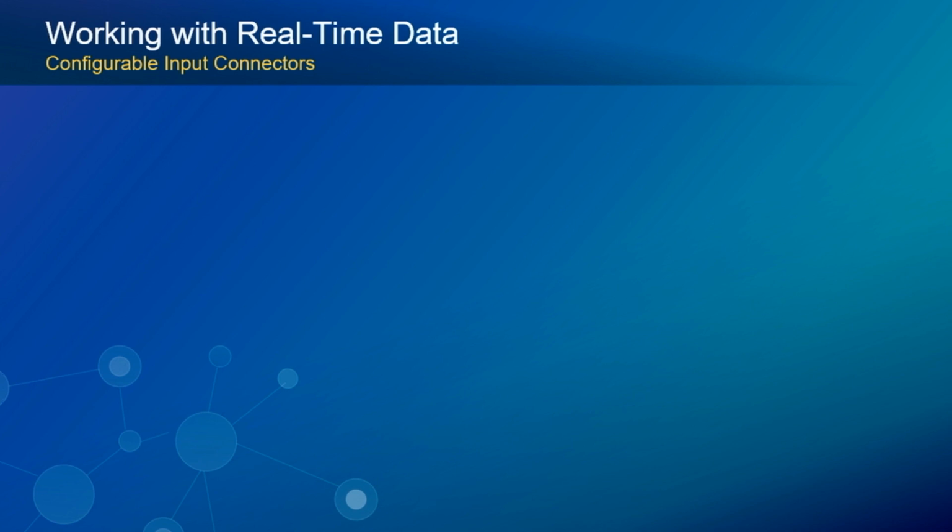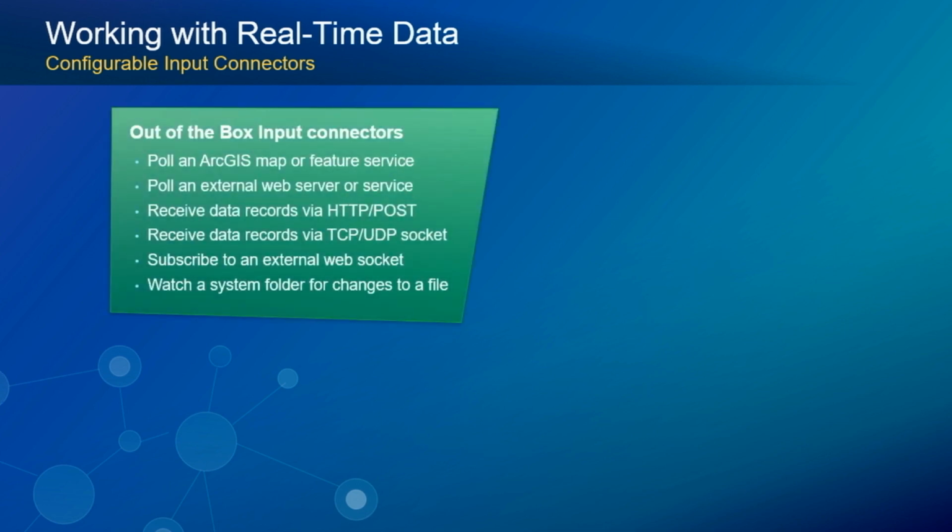So when it comes to working with real-time data, the first thing we usually start with when designing a GeoEvent service is our input. We refer to these as input connectors. And we have several out-of-the-box input connectors available the second that you install GeoEvent Server. For example, you could poll a map or feature service for data. So if you have somebody using, let's say, Collector out in the field and they're collecting data, we can poll the feature service that you're writing to in real time to then do some sort of analytics on it and output it. Additionally, we could subscribe to an external WebSocket to receive data in that format.